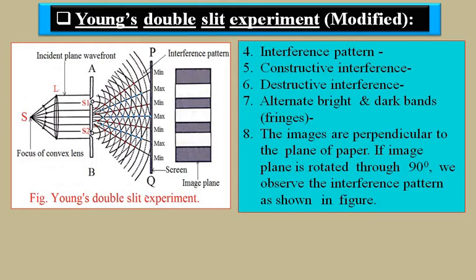Understand what is meant by constructive interference. Here the crest of one wave coincides with the crest of the other wave. The continuous line shows the crest and the dotted line shows the trough. This means the crest of one wave coincides with the crest of the other wave, or the trough of one wave coincides with the trough of the other wave. We get the maximum amplitude, and due to this the intensity of the point becomes maximum, and the maximum intensity gives the bright point which is observed on the screen.